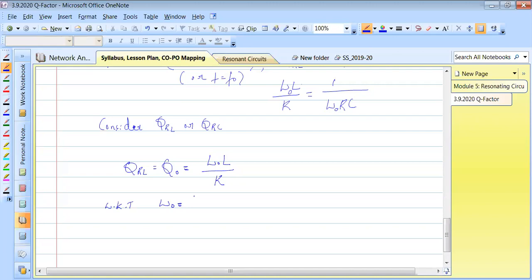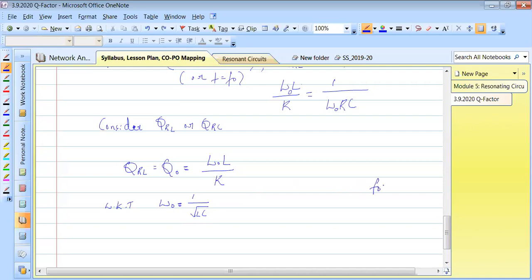1 by 2 pi? No, it's 1 by root LC. Good. It's 1 by root LC. Or if you want to write F naught, see here.